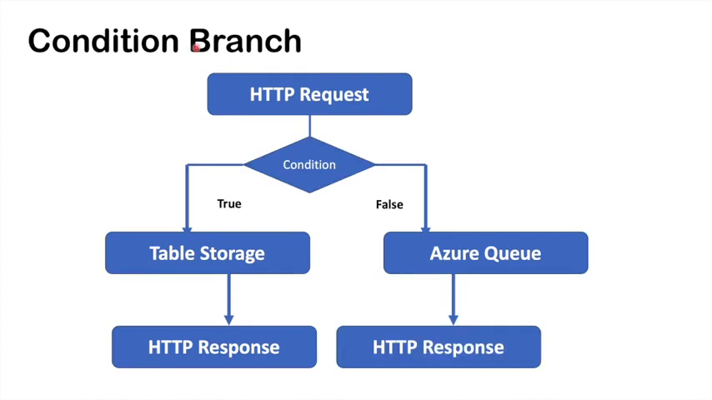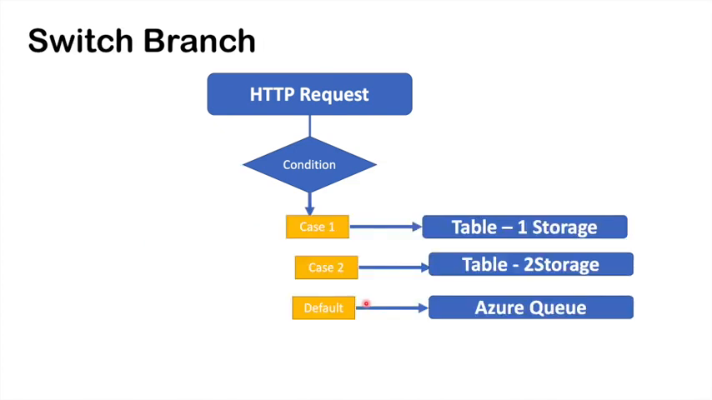Second, I will create the conditional branch. Depending upon the request, I will check the condition, and if it is true, I will execute this. If it is false, execute this, and according to true and false, I will have different HTTP responses. And third is the switch branch. If you have more than one or two conditions, then we can go for the switch branch. So let us move to the demo part.